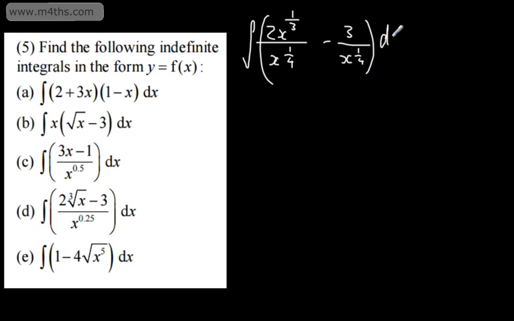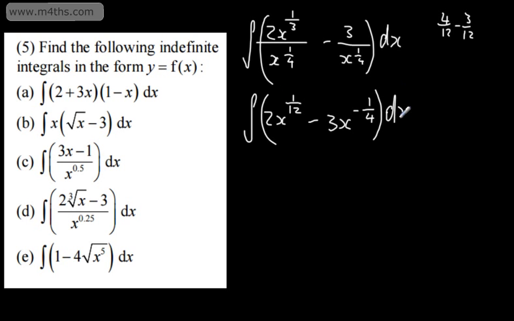Okay, so what we're going to have then is a third minus a quarter. What's that going to give me? A 12. So that's 4 twelfths minus 3 twelfths. Again, when we're subtracting, when we're dividing, we subtract the power. So that's going to be the integral now of 2x to the power of 1/12 minus 3x to the power of now negative 1/4. So this is a bit messy, and we're integrating this with respect to x.